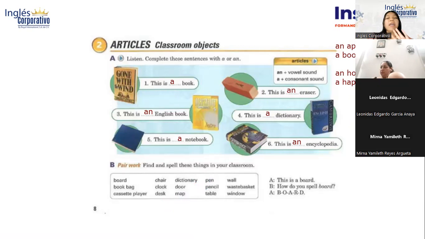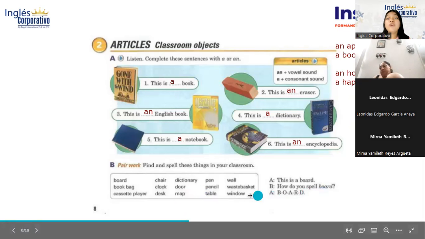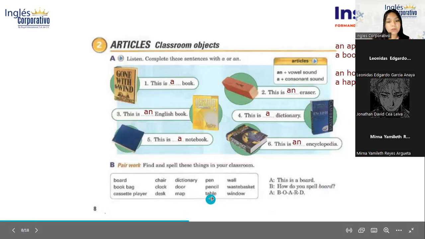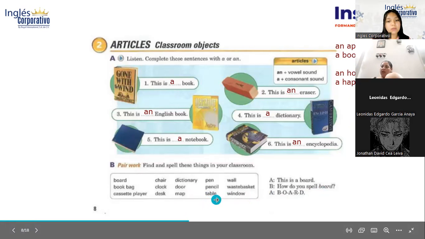P-E-N-C-I-L. Guys, la pronunciación de lápiz no es pencil, es pencil. Pencil. Very good, okay? Nunca pencil, siempre pencil. Okay? Pencil. How do you spell table? T-A-B-L-E. Okay, E.